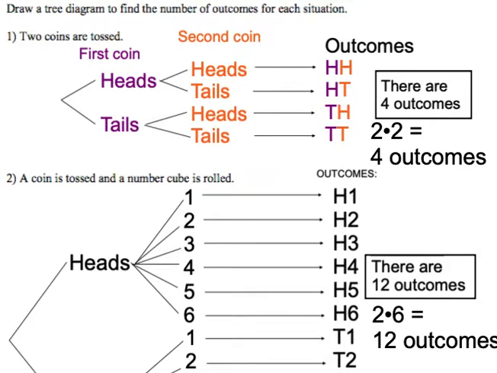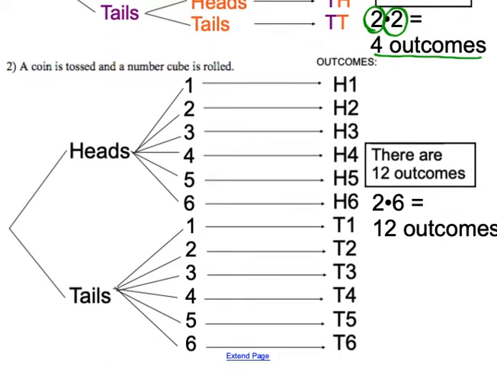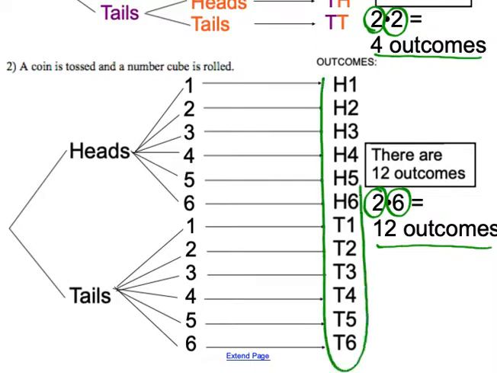If you flip 2 coins, there are 2 outcomes for the first coin, 2 outcomes for the second coin, total of 4 outcomes. If you flip a coin and toss a number cube, there are 2 options for the coin and 6 options or outcomes for the number cube, giving a total of 12 possible outcomes. This right here is the sample space.